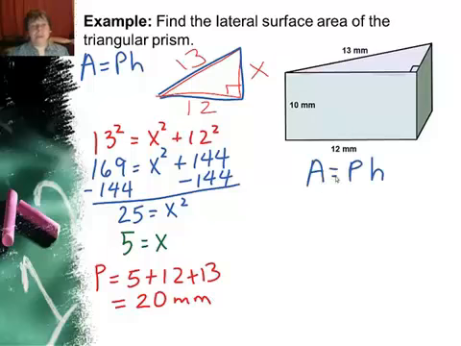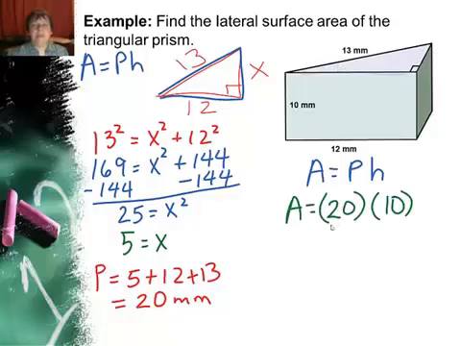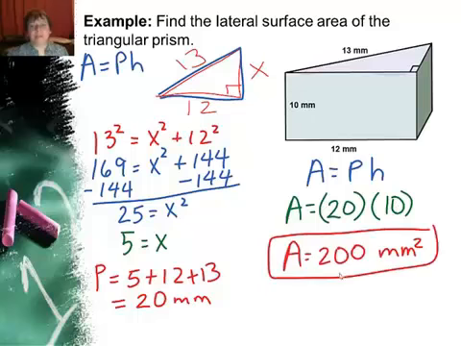Finally, we can find the area. So I'm going to put the perimeter in, and the height is this distance here, 10. It's the one that's not one of these sides of the base. So substituting in, area equals the perimeter times 10 millimeters.